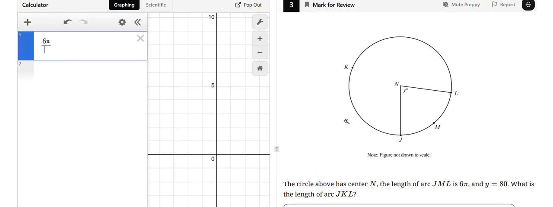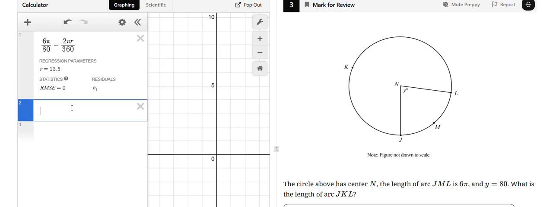6 pi over... the arc length over the degrees is equivalent to 2 pi r, the circumference, over 360, right? So now that we know that the radius is 13.5, what we can do is set up a proportion with the rest. So if we subtract 80 from 360 to get the value of this angle right here, that N angle, we can get the angle value for that. So 360 minus 80 is 280, right?